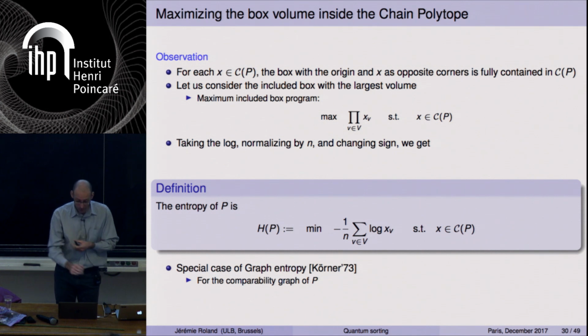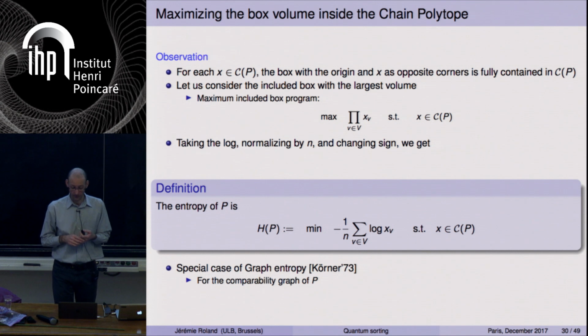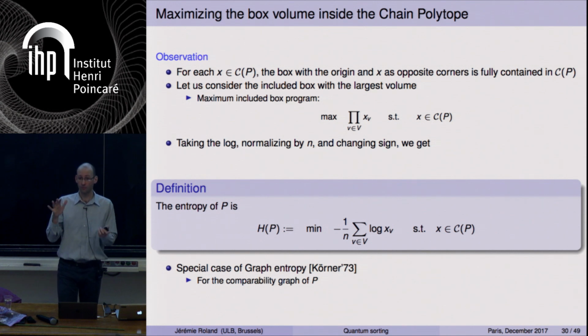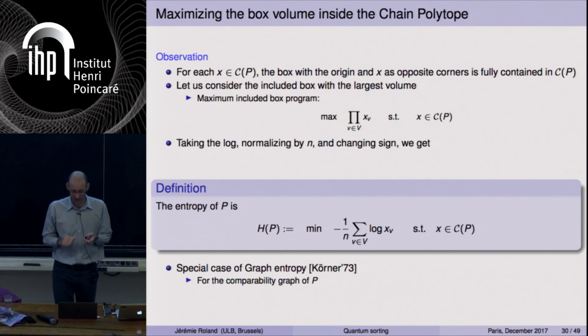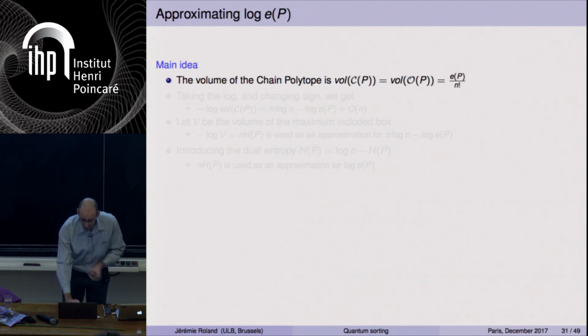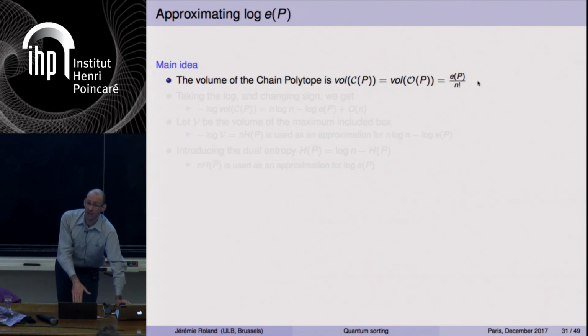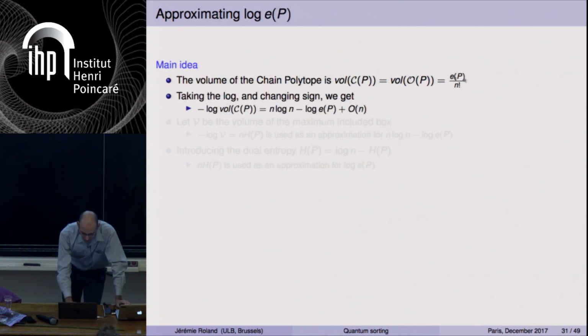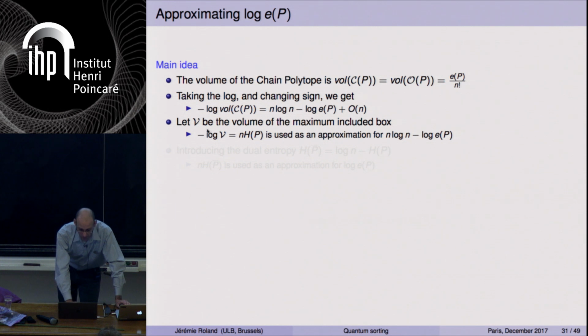We will try to use this entropy to estimate the volume of the chain polytope, and therefore the number e(P). Remember, the volume of the chain polytope is e(P) divided by factorial of n. In this entropy, we have taken the log and multiplied by minus 1 over n. So if we do that for this volume, we get n log n minus log e(P), plus some linear term. So the idea is that we will use this entropy as an approximation of n log n minus log e(P).